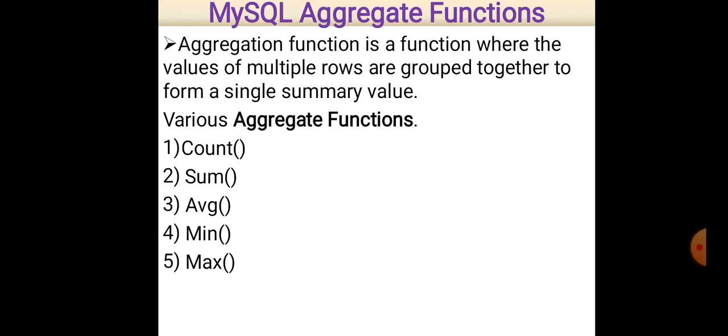First of all, what is aggregate function? Aggregate function is the function where the values of multiple rows are grouped together to form a single summary value. That's why they are called aggregate functions, because they form a single summary value. Some main aggregate functions are count, sum, avg for average, min for minimum and max for maximum values. Avg function is used to find the average value.